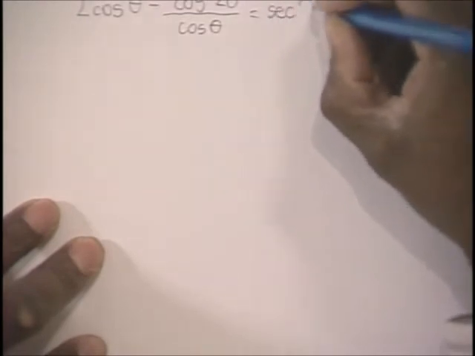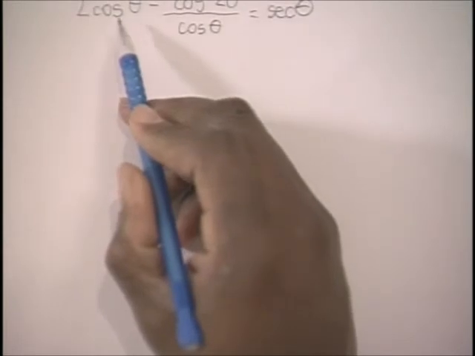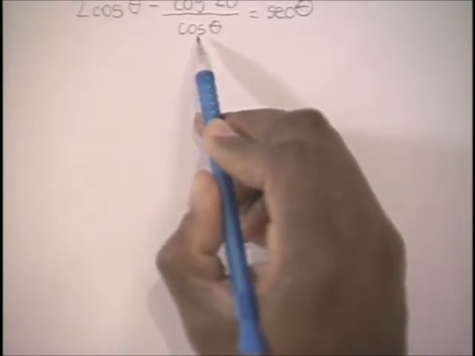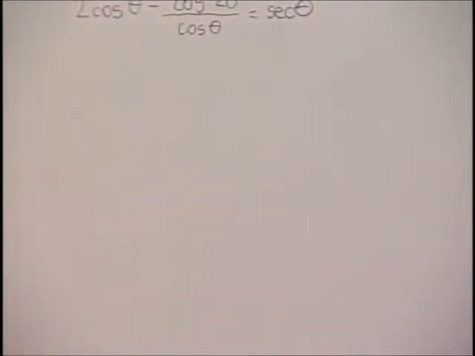They're saying that this is equal to secant theta. All right. So, let's make sure I wrote down the problem. 2 cosine theta minus cosine 2 theta over cosine theta is equal to secant theta. All right. Let's give it a try.